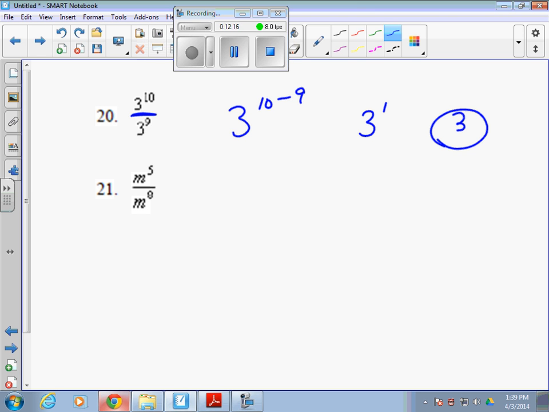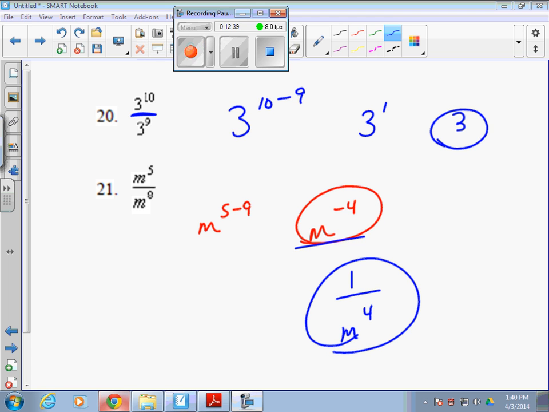The same thing with number 21, m to the 5th over m to the 9th, but it becomes m to the 5 minus 9. This gives us something different that we have to do. 5 minus 9 is m to the negative 4th. You can't leave it in that form. You can never leave negative exponents. It's got to ride the elevator down, and it becomes 1 over m to the positive 4th for that one.